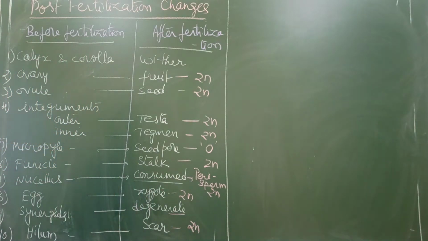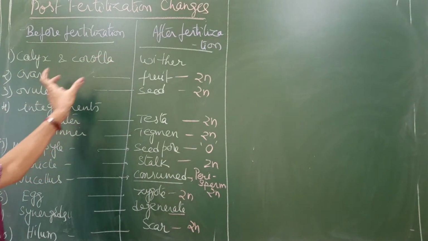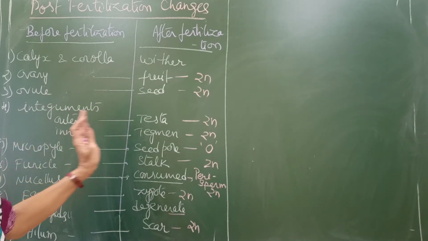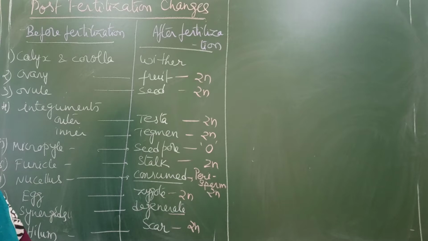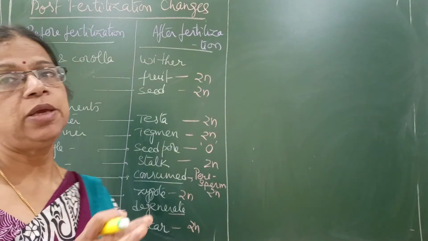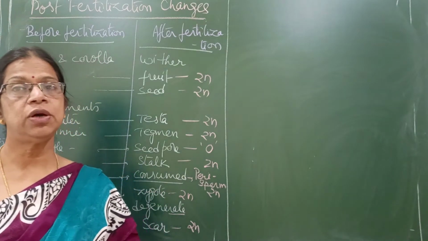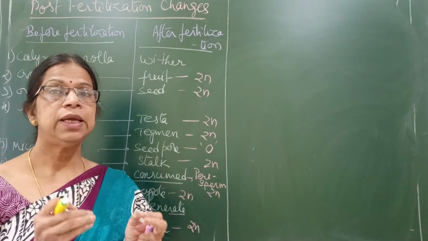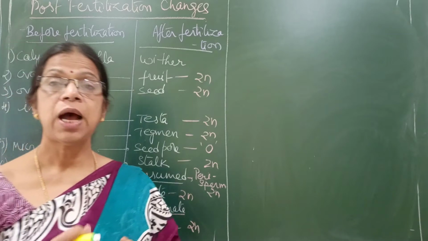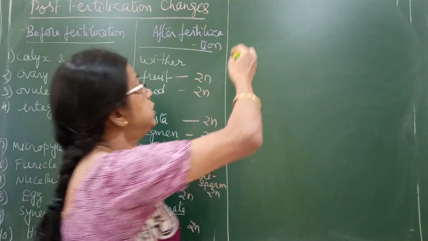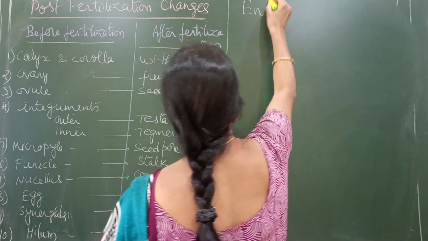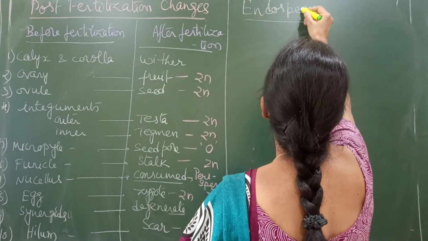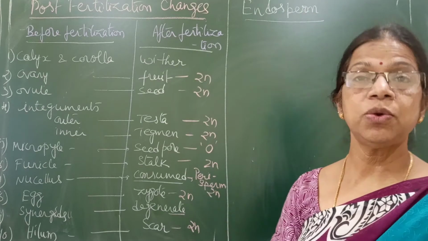So this table gives you the complete idea of how the transformation occurs between the ovule and the seed. All these events which take place after fertilization we call post fertilization changes. Now the most important and first event after fertilization is endosperm formation.